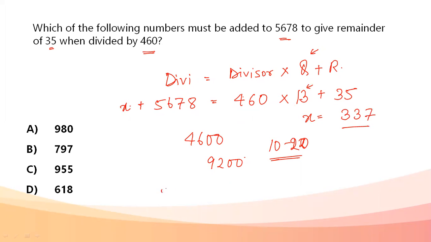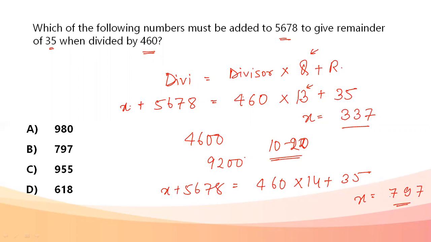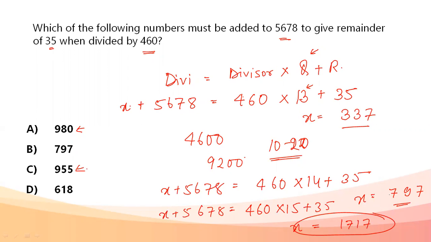Let's go for quotient as 14. So x plus 5678 equals 460 into 14 plus 35. Again, x comes out to be 797. That is in the options, but I have bigger numbers also, 980 and 955. So let's check for 15 as well. x plus 5678 equals 460 into 15 plus 35. When you solve this, x comes out to be 1717, a very big value, not in the options.